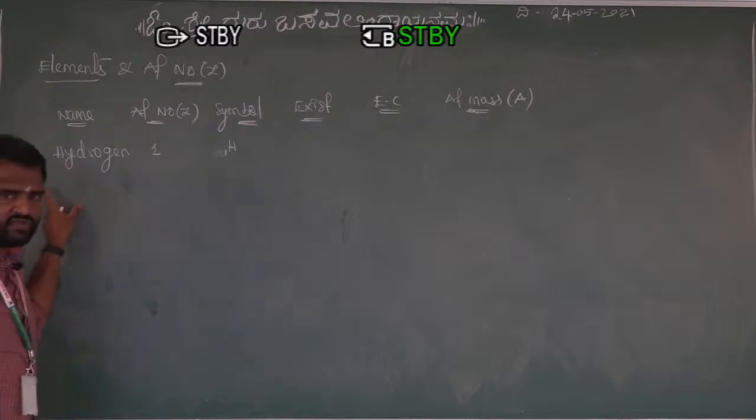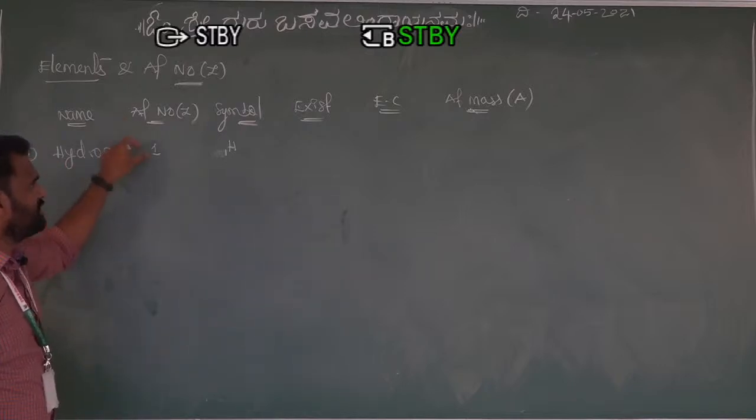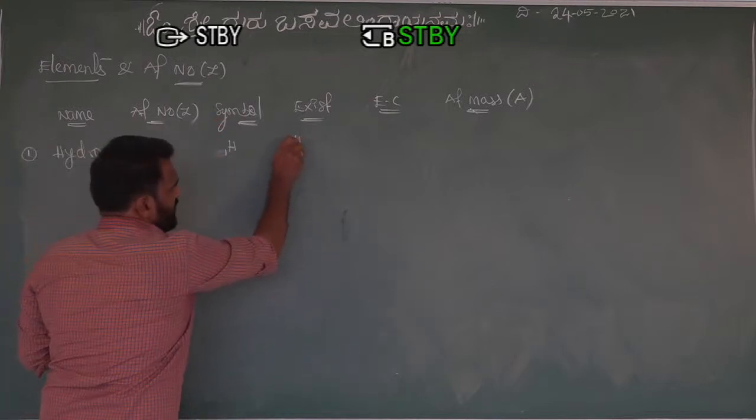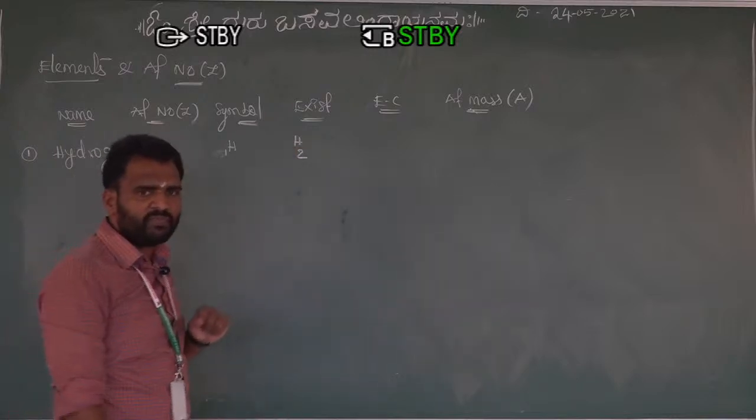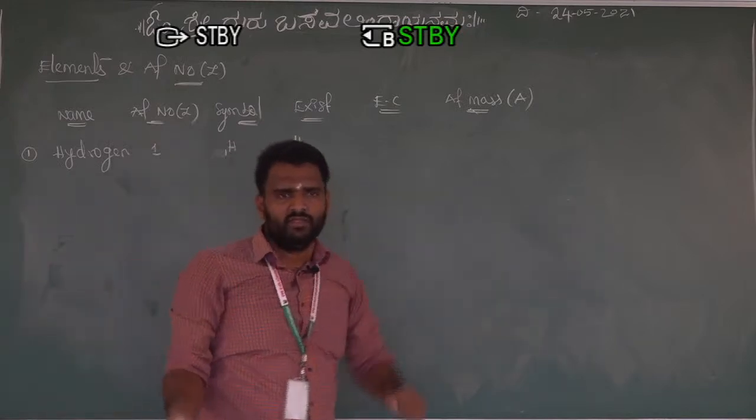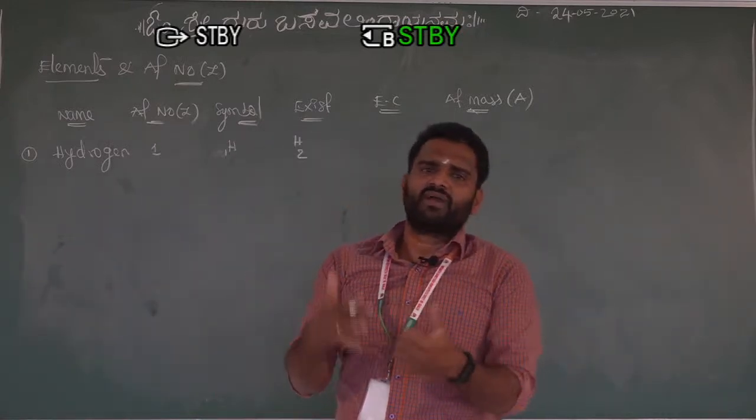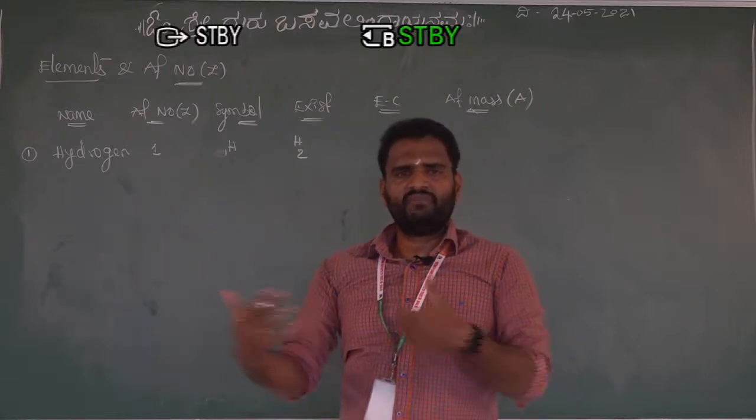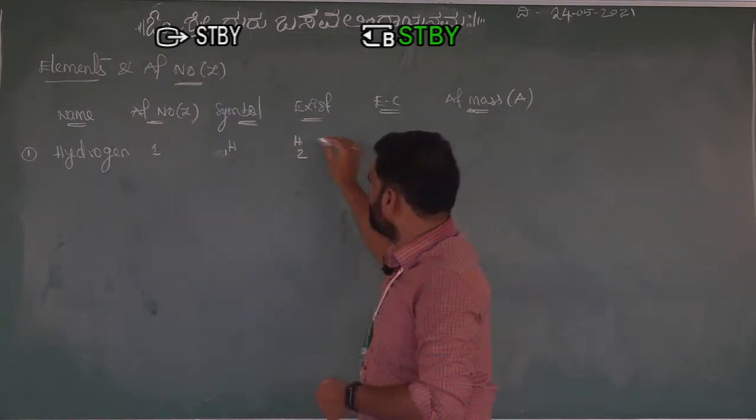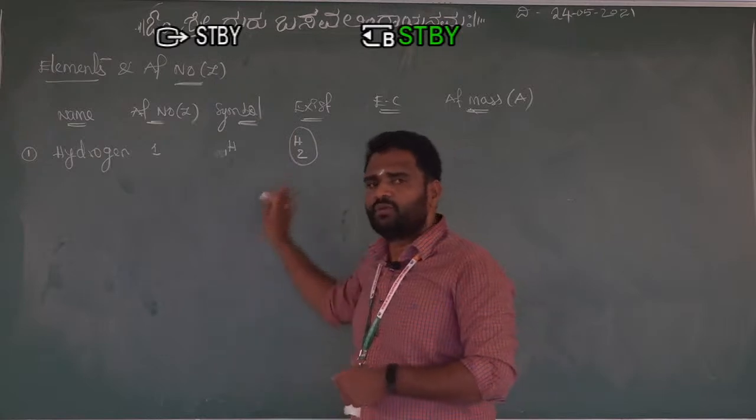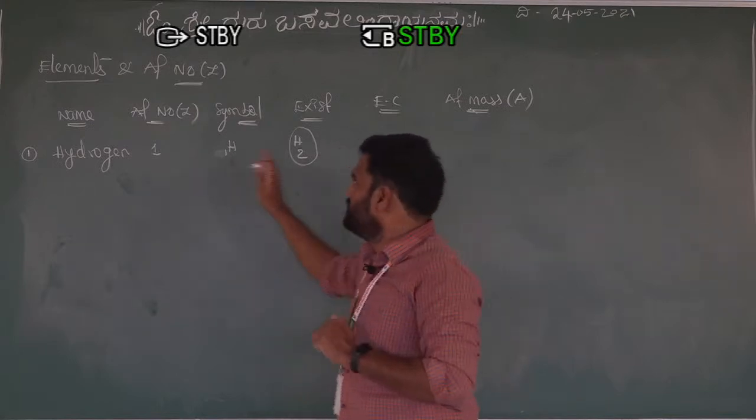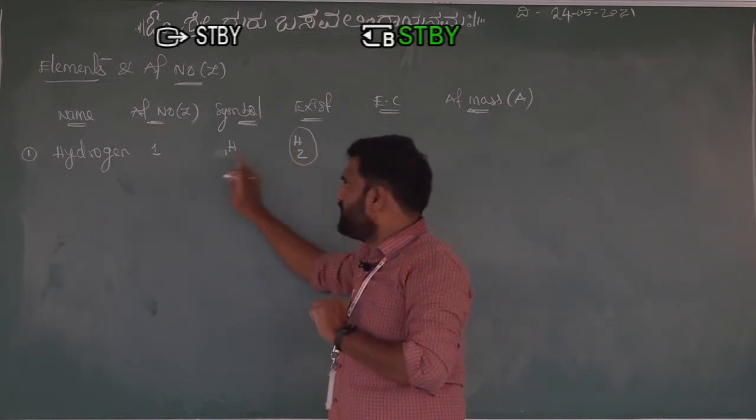The first element is hydrogen. Its atomic number is 1, and the symbol is H. In nature, hydrogen mainly exists in the form of H2. Pure hydrogen in atomic state does not exist. Why? Because atoms are unstable. Whenever they are unstable, they will try to combine with other atoms, and after combining they form a molecule. That's why in nature hydrogen is available in the form of H2 only, not H. So you need to remember here that the hydrogen molecule exists in nature, but not the hydrogen atom.